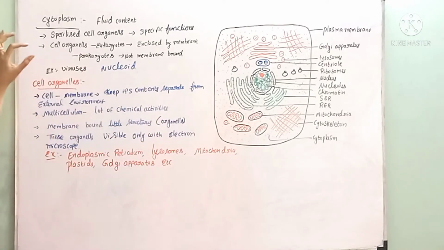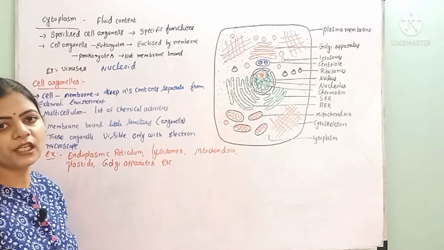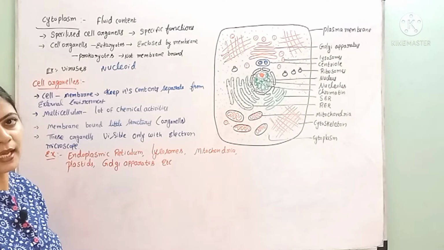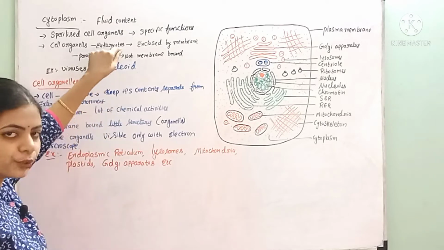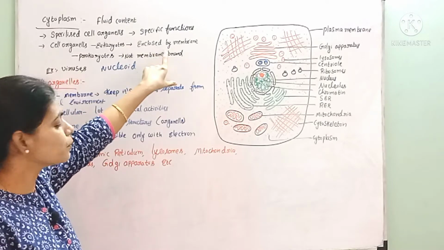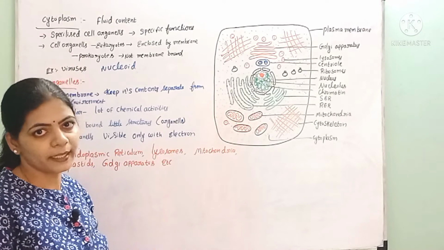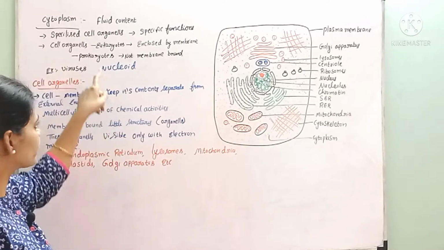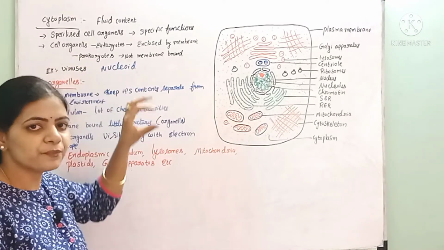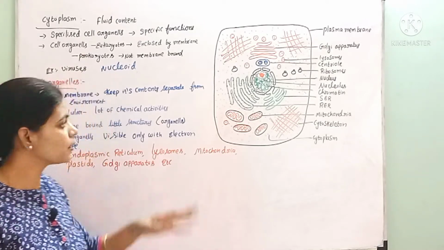And here, if you see the cell organelles, we will study that there is a variation between prokaryotes and eukaryotes. That is, in eukaryotes, the cell organelles are enclosed by a membrane. The cell organelles are enclosed by a membrane. But in prokaryotes, those membrane-bound cell organelles are absent. They are not present, right?